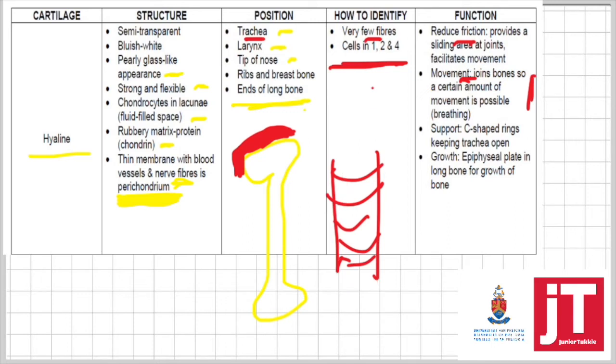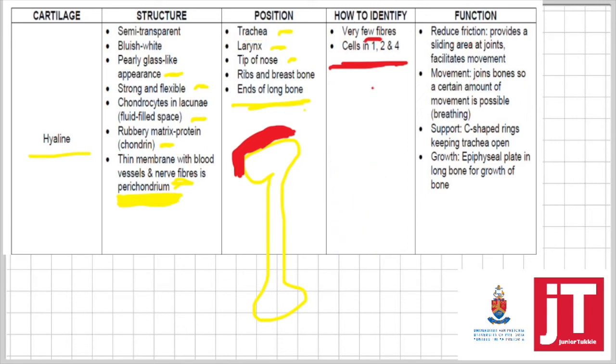Right. Now, between the ribs and the breastbone, we know that forms part of your thoracic cavity, and there has to be cartilage between the ribs and the breastbone to be able to allow for movement of the thoracic cavity as you are breathing.